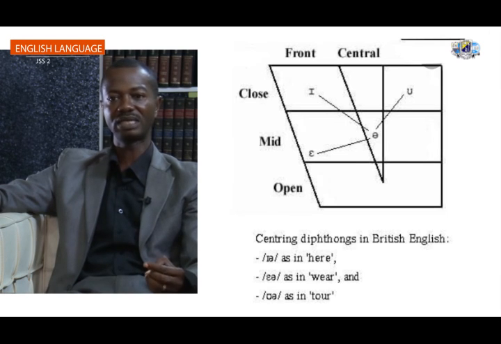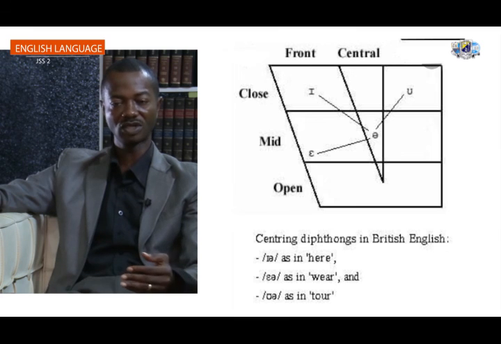The last diphthong under these central diphthongs is the or. The sound is pronounced as or. You find the formation there. You find the o at the back position, gliding with the indication of the arrow to meet the schwa at the central position. You have word examples like tour. That word is not "tor", it's tour.